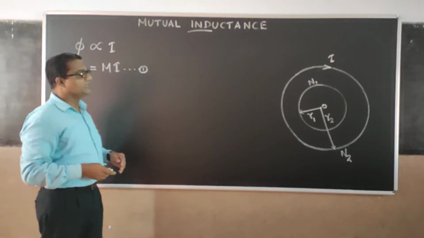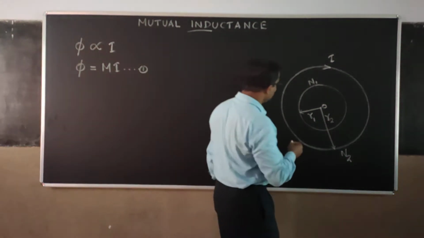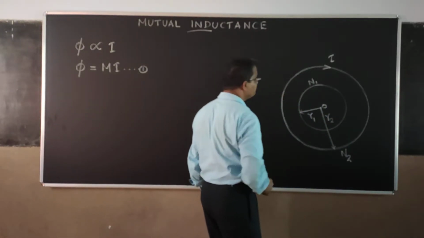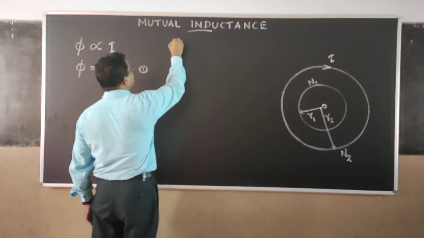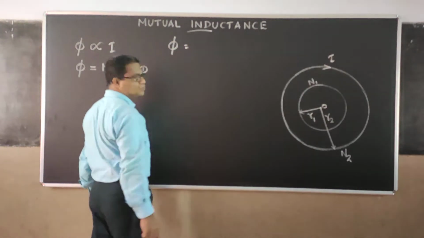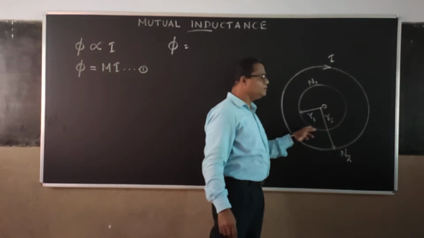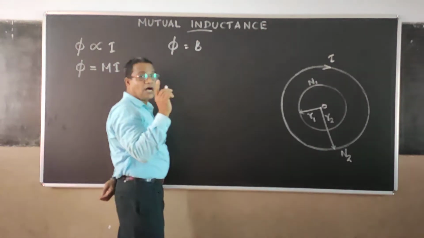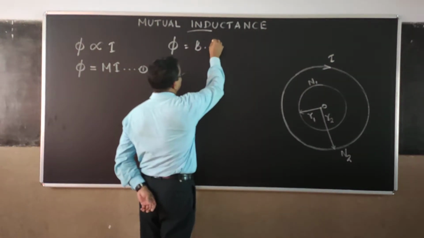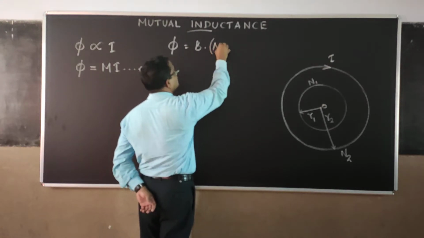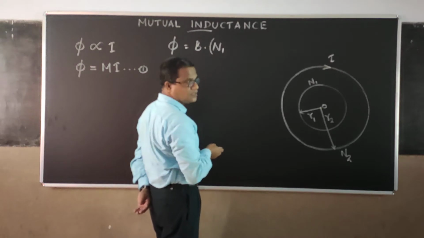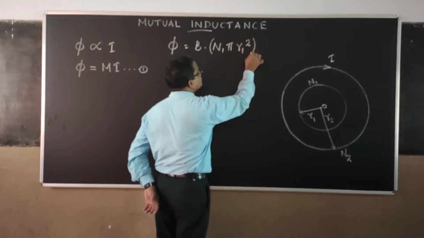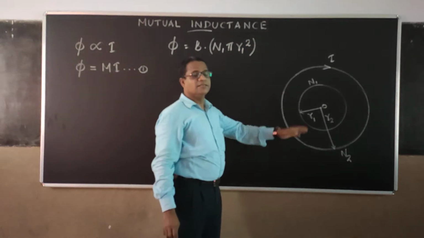The same flux we consider in terms of the magnetic field and area. So when I take that, flux phi linked with the inner coil will be equal to the magnetic field produced by the outer coil into the total number of turns N1 of the inner coil into pi R1 square. So this is the total area inside the magnetic field.